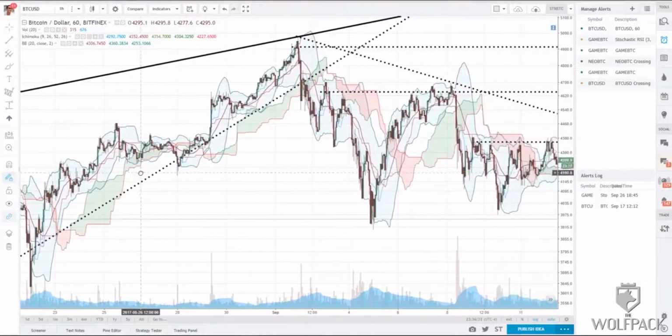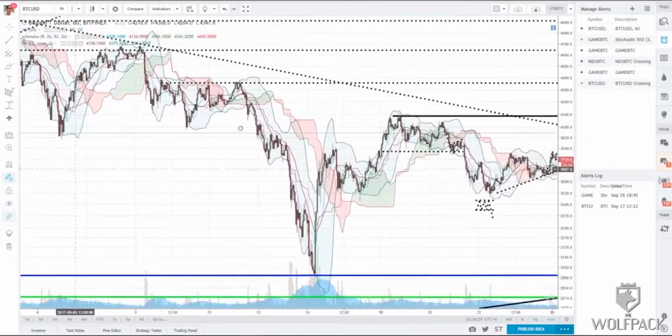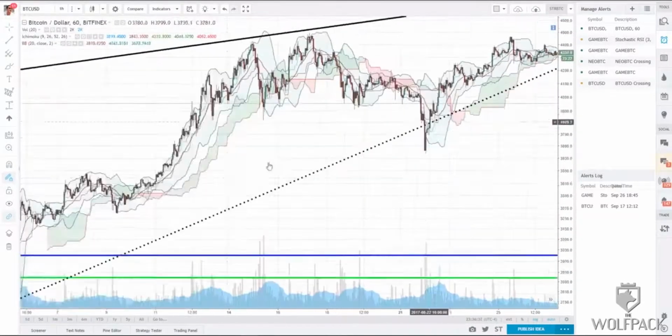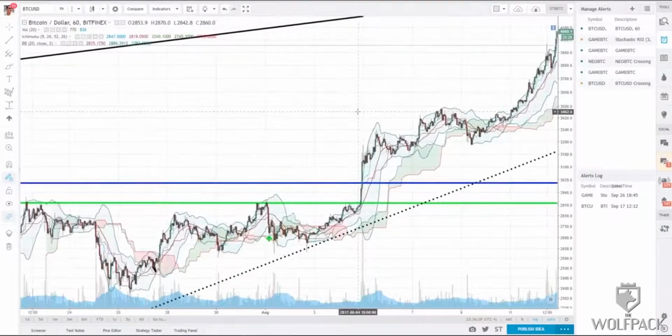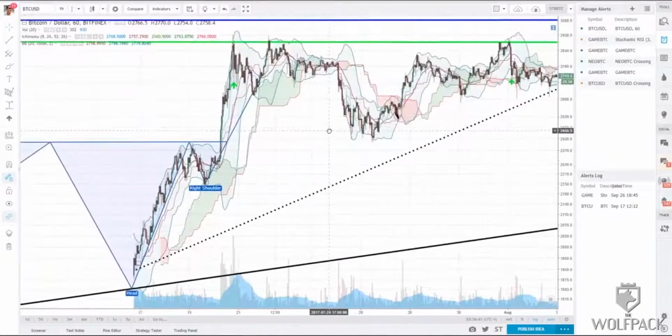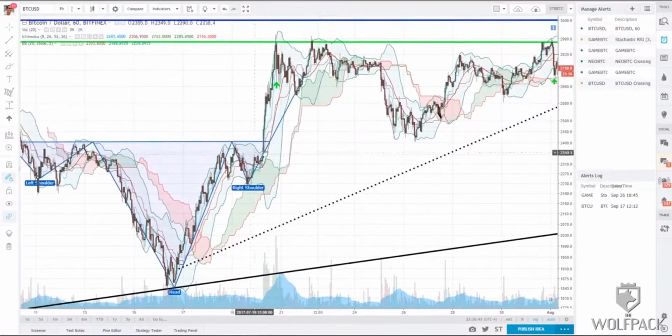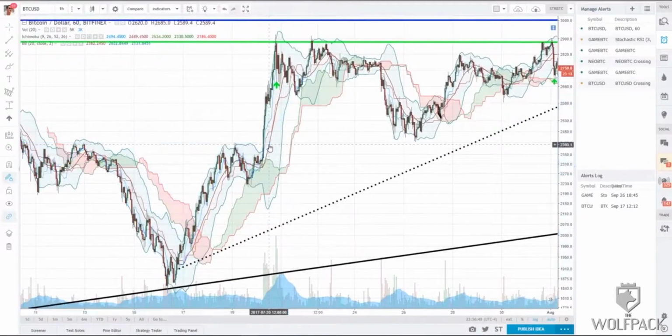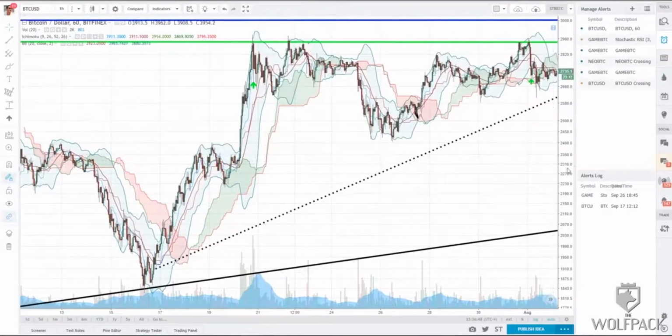Where was it at? I think it was in the previous rally. Yeah. It confuses a lot of people because they don't know the difference between a pennant and a symmetrical triangle.